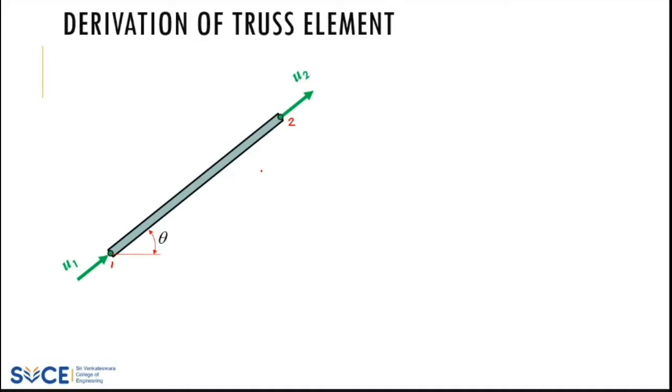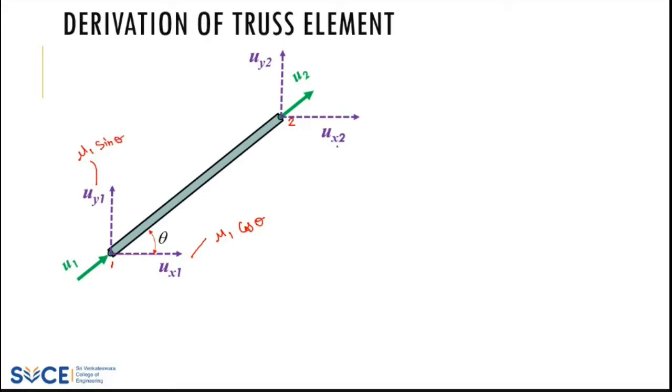So what is our procedure? Whenever you have an inclined distance, displacement or force, what do you do? You resolve it with respect to the x-axis and y-axis. So I'm going to do the same. I'm going to resolve u1 in terms of ux1 and uy1, and similarly resolve u2 in terms of ux2 and uy2. What will be your ux1? This is your u1 and the angle is theta with respect to it. In that case, ux1 will be u1 cos theta, and uy1 will be u1 sin theta.